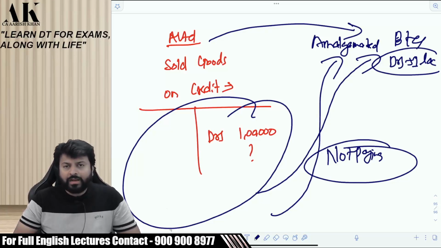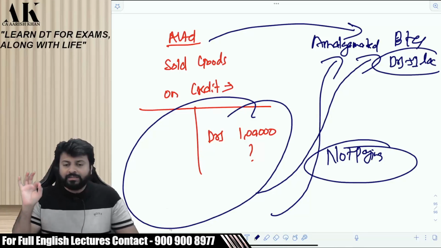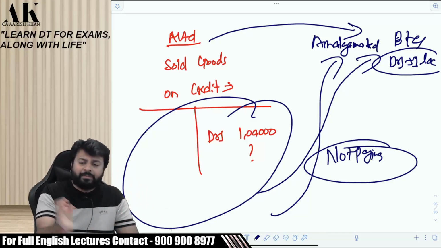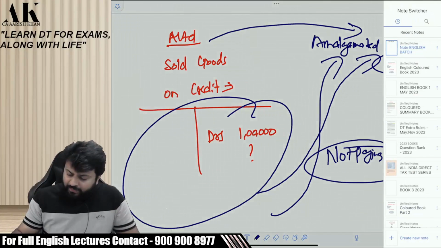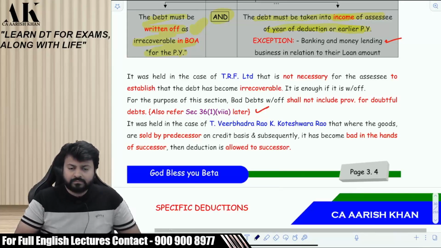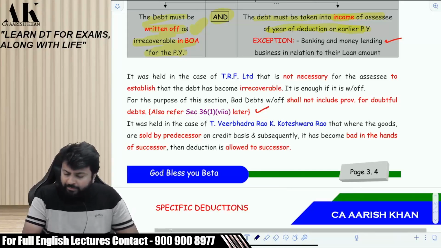So the Supreme Court held in the case of T. Veerabhadra Rao v. Koteshwara Rao. What did I say, sir? The Supreme Court held in the case of T. Veerabhadra Rao v. Koteshwara Rao that the debtors of the amalgamating company, if they become bad in the hands of the amalgamated company, shall be allowed as deduction. It will be allowed as deduction. Don't worry. Check over here. It is a very important case law for the exam.